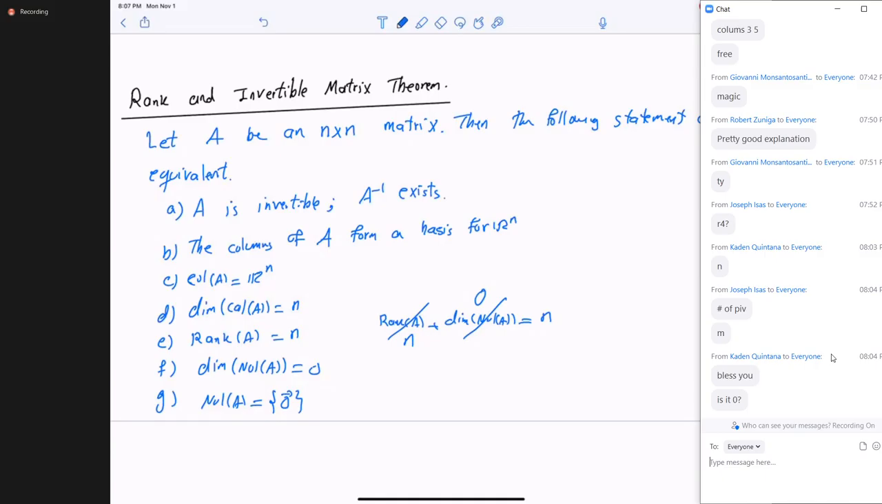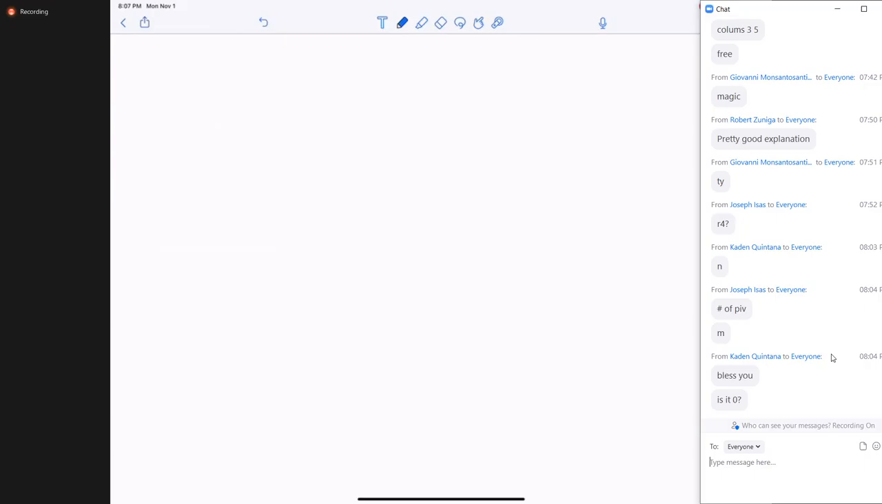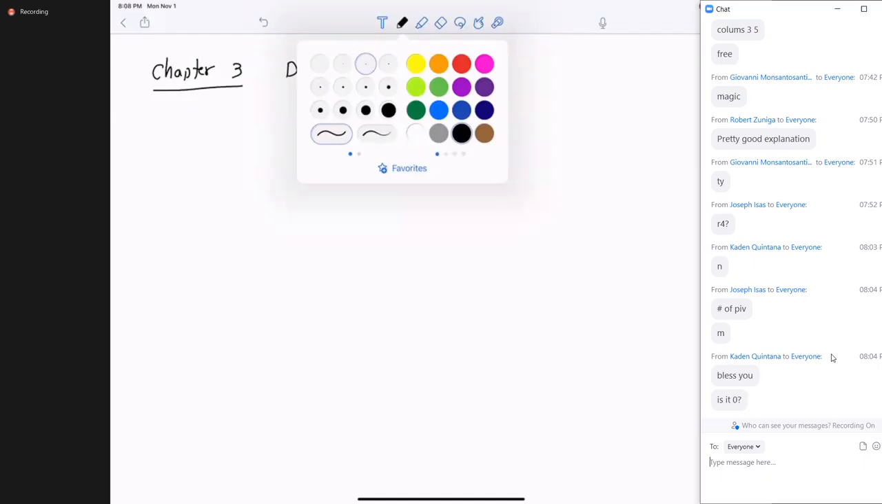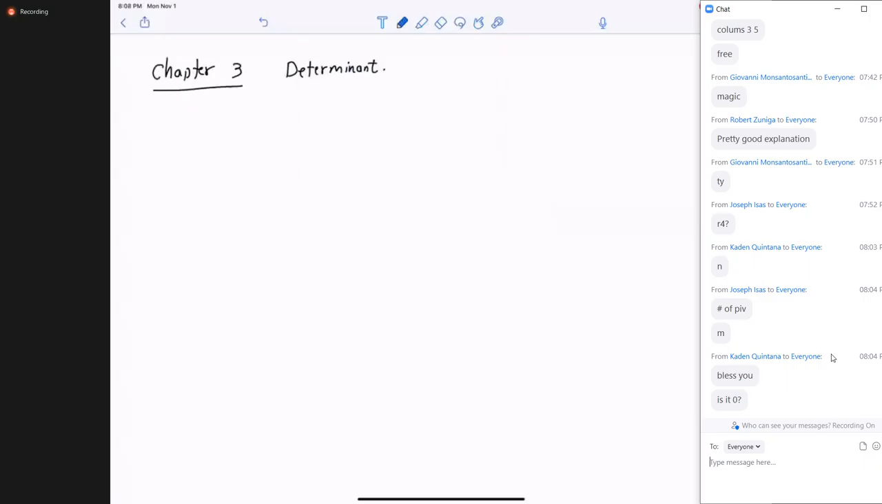All right, so I'm gonna go ahead and start the next chapter, actually chapter 3. Chapter 3 talks about the determinant. Let's see what the determinant is. We assume that A is a square matrix, which means a square matrix of size n times n.